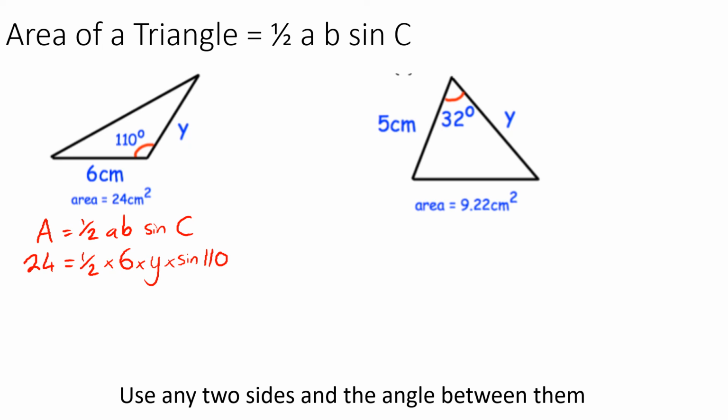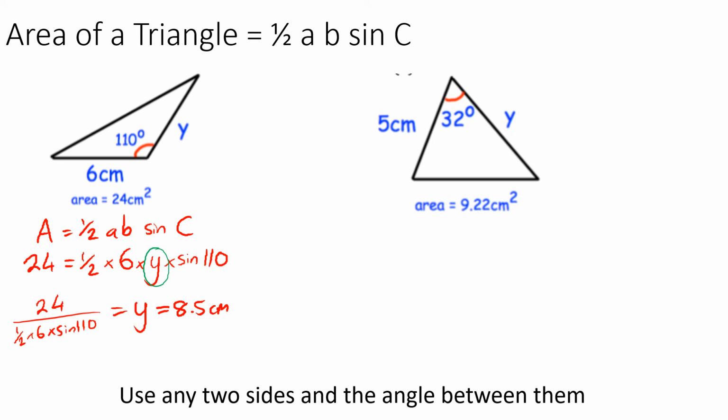So what do we do with that? Well, if we wanted to get the Y on its own, given it's being multiplied by all of these things, we should divide by them. So we should just do 24 divided by a half times 6 times sine 110. And that will just give us Y, which you should get to be about 8.5 centimeters.